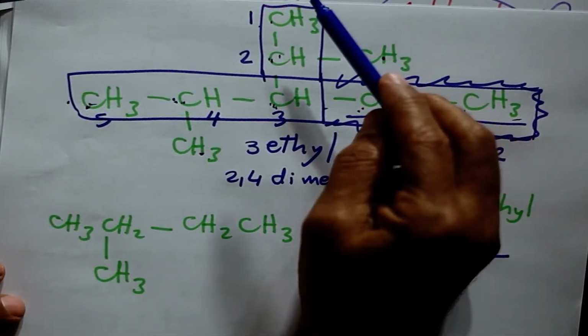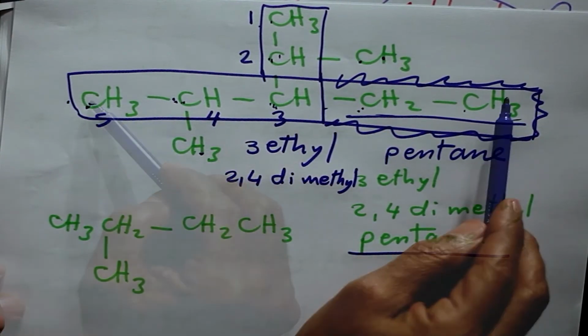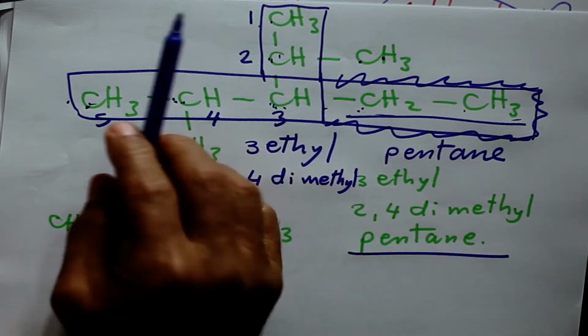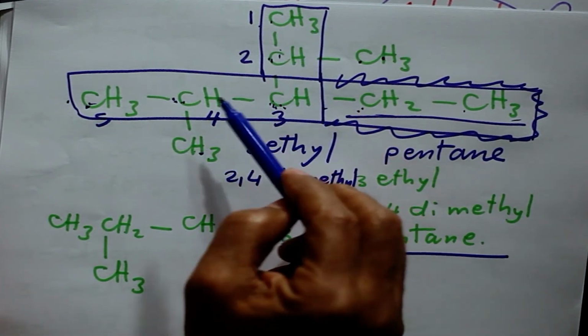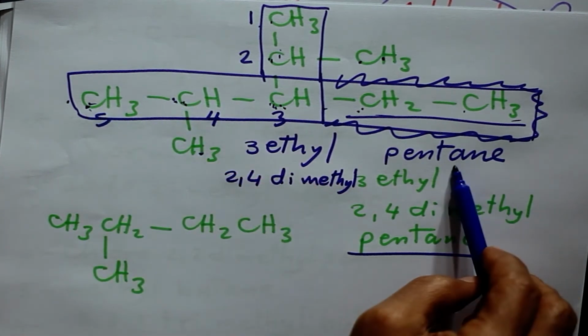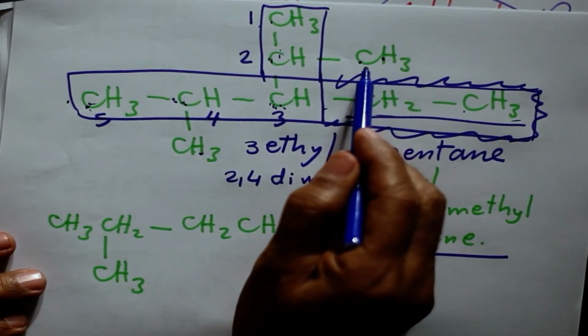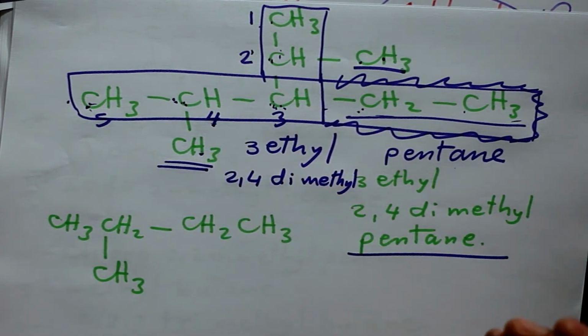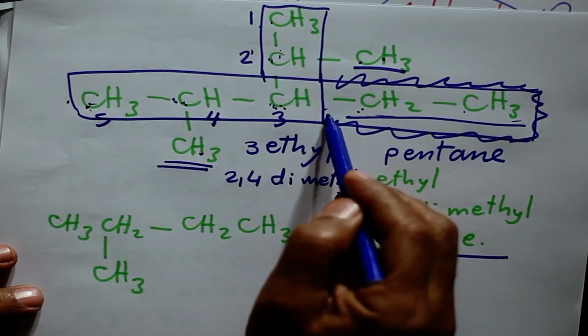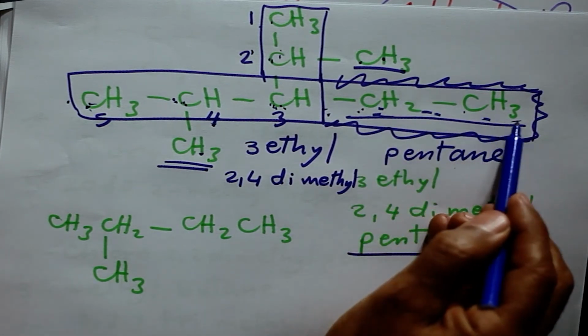Again, why do we get this chain? Because it is easy to join the branches. 1, 2, 3, 4, 5: pentane attached with methyl and another methyl, 2,4-dimethyl, and 3-ethyl, C2H5.